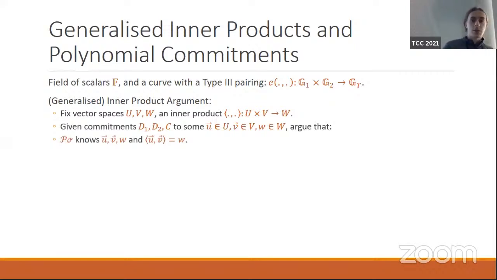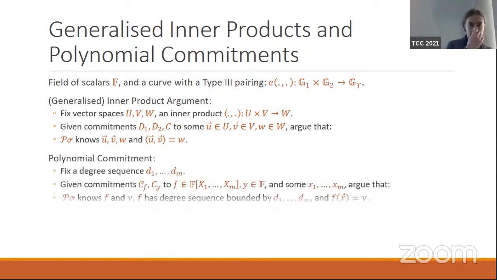And the two kinds of arguments we're going to be interested in are generalized inner product arguments. So here, I've written this in a slightly abstract form, but we've got some vector spaces, we've got some pairing, sorry, some inner product. And the notion is that if you commit to these inputs and the output, then you can make some argument that you know openings consistent with the inner product.